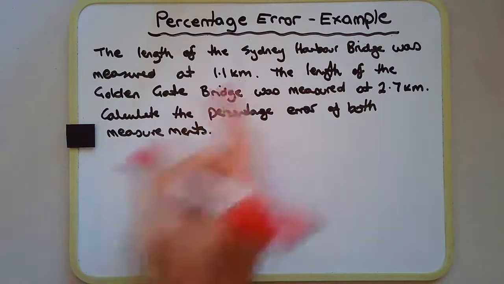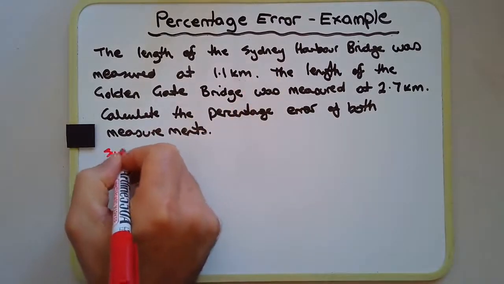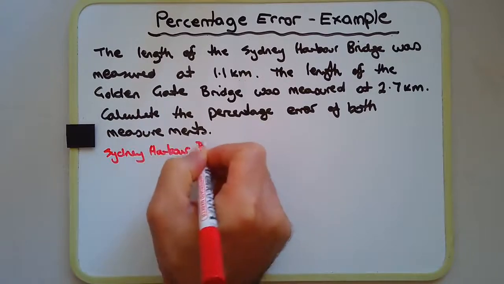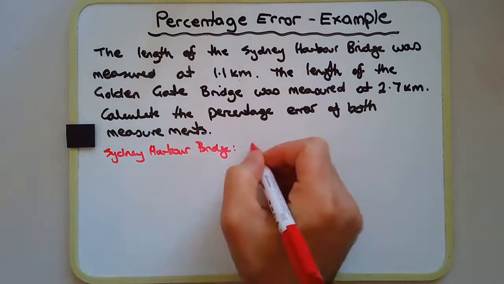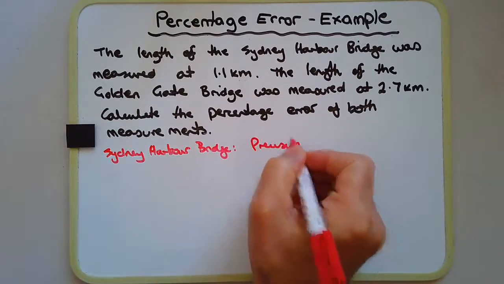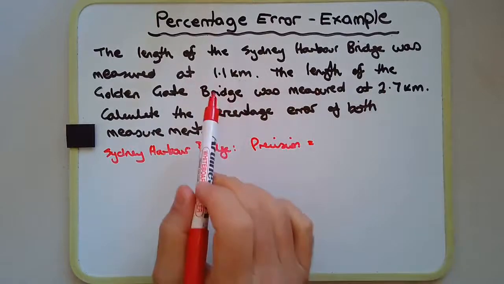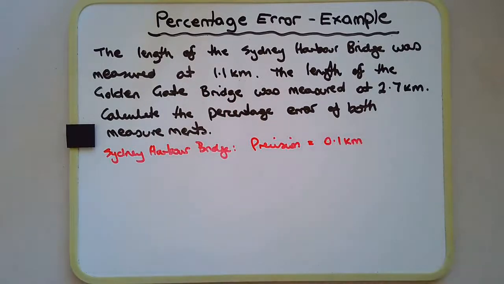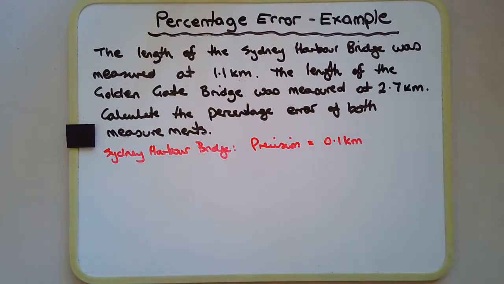So let's have a look at the percentage error of the measurement of the Sydney Harbour Bridge. We'll do that one first. First thing we need is the precision. In fact, the precision for both will be identical because it's the same measuring instrument. So the precision is 0.1 kilometers. That's the smallest unit of measure that the measuring instrument can measure. It can measure accurate to 0.1 kilometers.